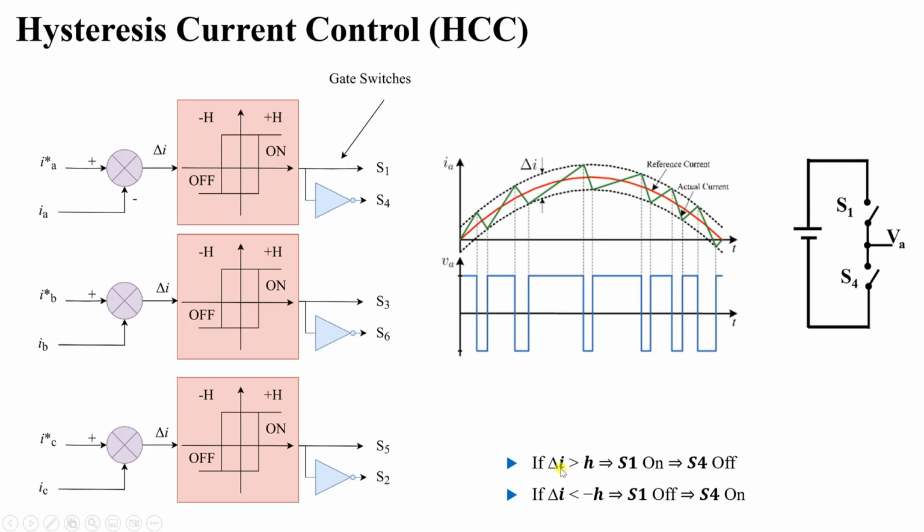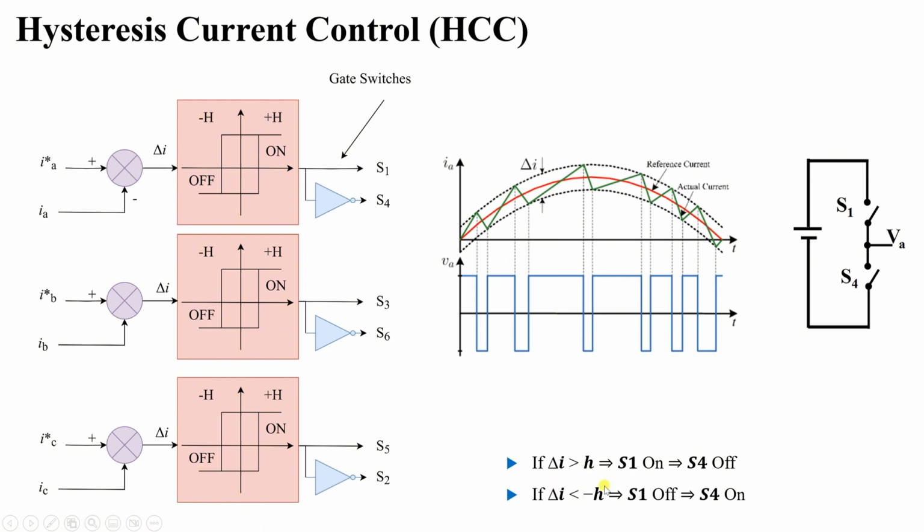Now looking at this, this is what we just said. If the delta I, the error between IA reference and I actual, is greater than H, what does this even mean? It means that our current is lower than IA reference by an H value, like this point here. In this case, we will switch S1 on and S4 off to increase the current again. We connect it to the positive of the supply so that we increase once more.